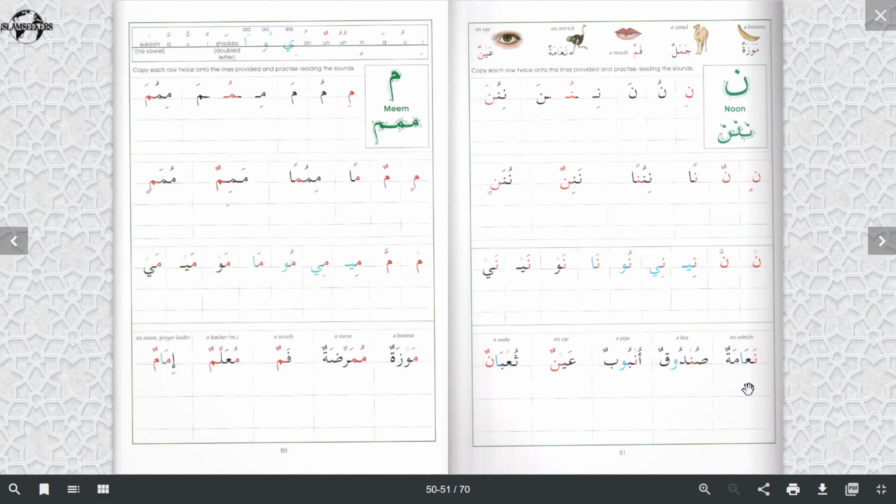Line 4. Listen to and repeat the Arabic words. An ostrich. Na'amatun. A box. A pipe. An eye. A snake.